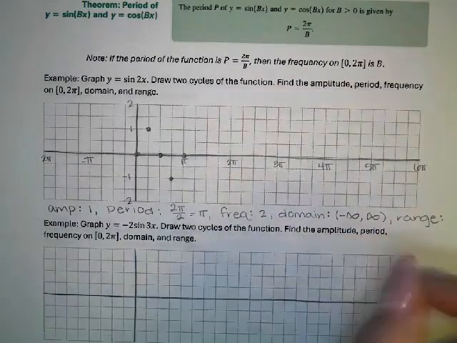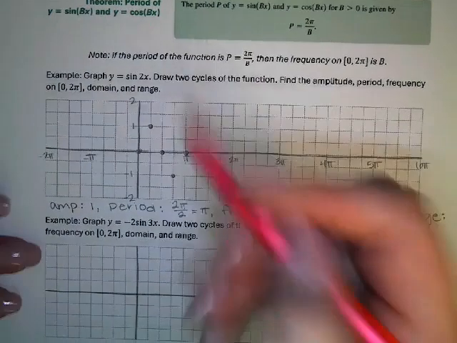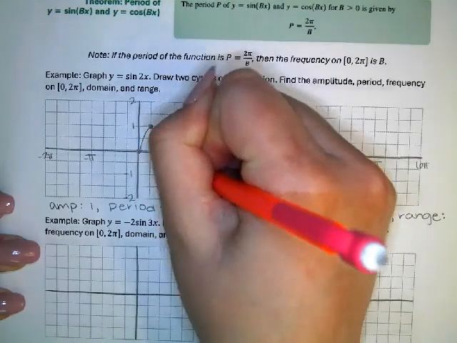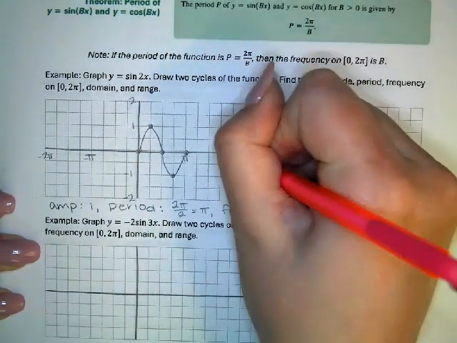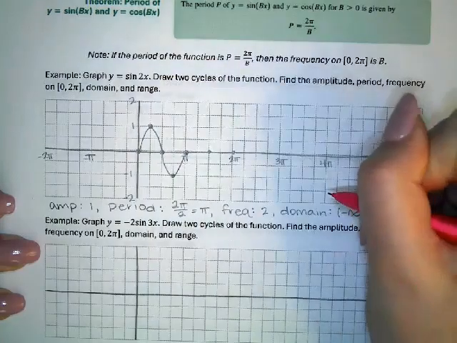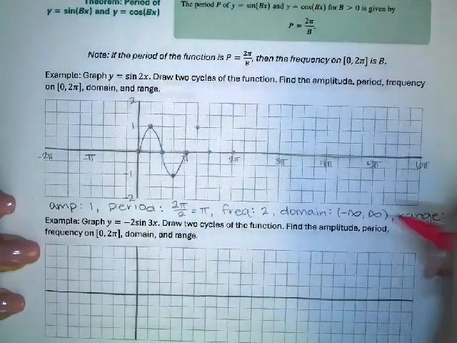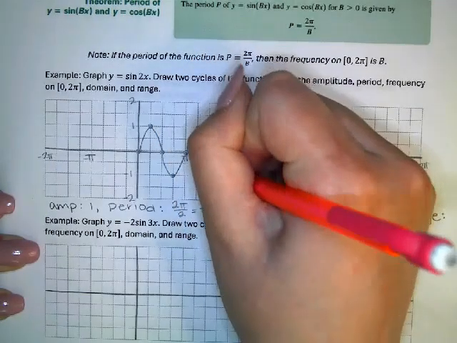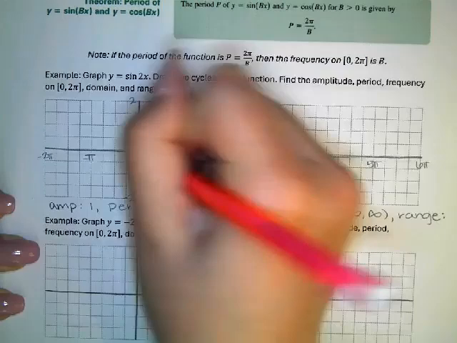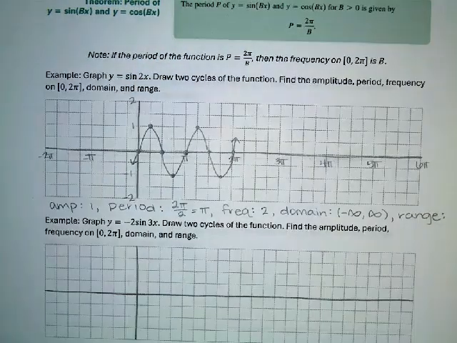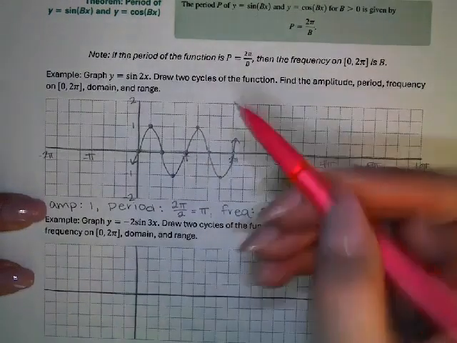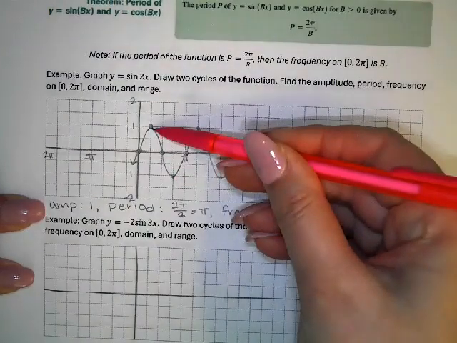Okay, so there is 1 cycle right there, and then I'm going to do it again. So beginning and end, there's the middle. Between the first 2, I go up to 1. Between the second 2, I go down to -1. Since I only have to draw 2 cycles of the graph, I'm just going to leave it like that. So the range of this graph is from -1 up to +1, and I'll write that on here. -1 to +1.